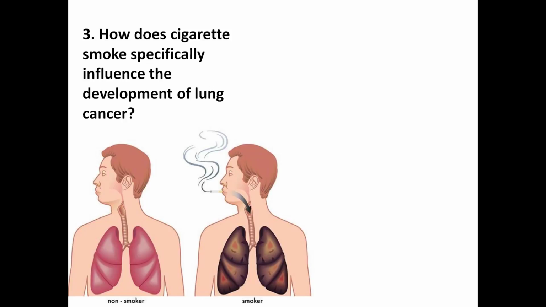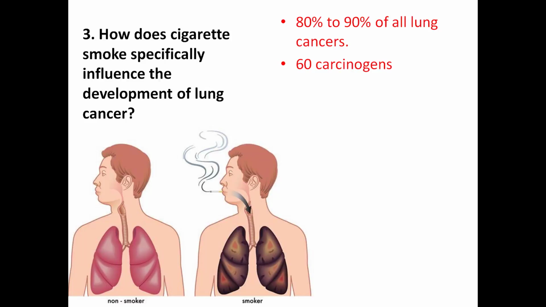This is the question. How does cigarette smoking specifically influence the development of lung cancer? Well, cigarette smoking is the most important risk factor in the development of lung cancer. Smoking is responsible for approximately 80% to 90% of all lung cancers. Tobacco smoke contains 60 carcinogens in addition to substances like carbon monoxide and nicotine, and these interfere with normal cell development.